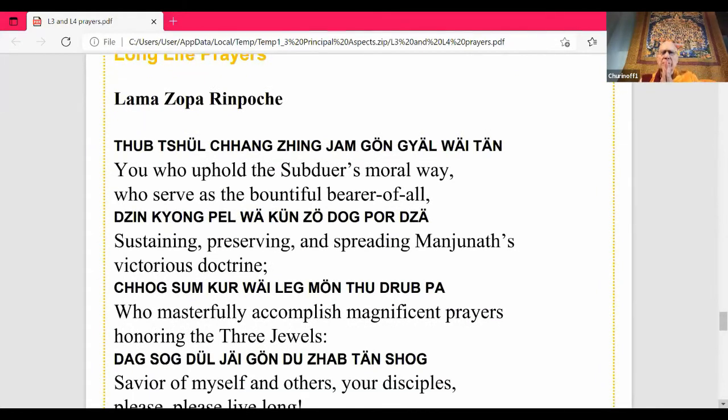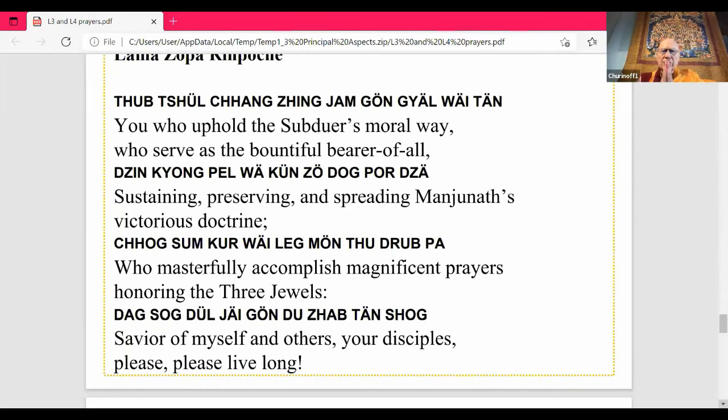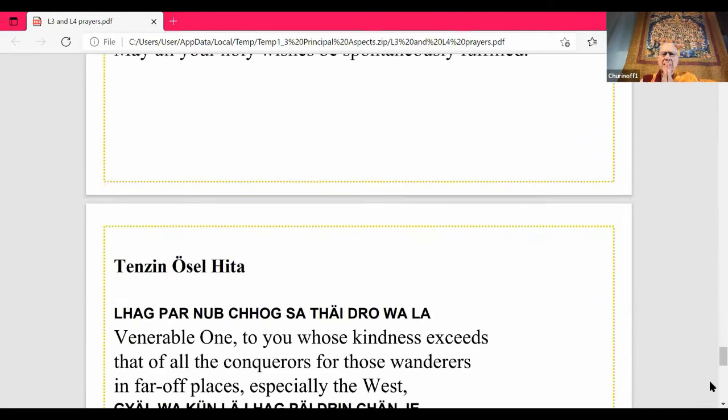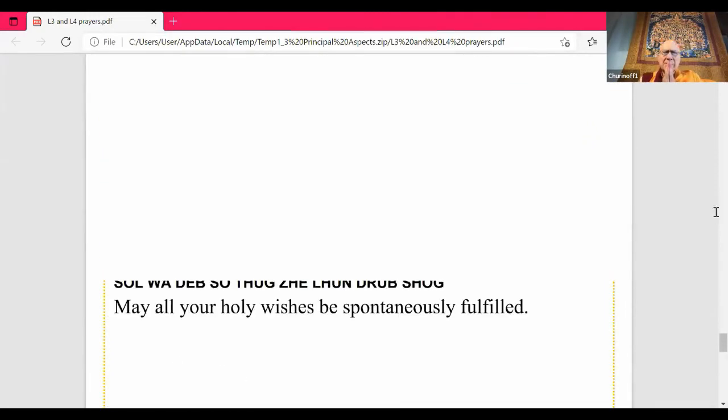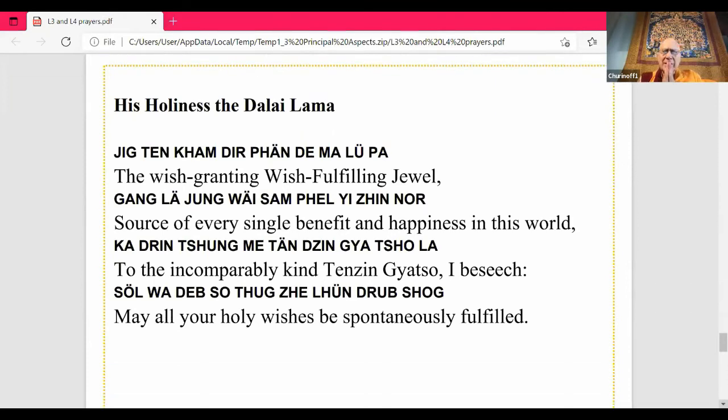You, Lama Zopa, who uphold the subduer's moral way, who serve as bountiful bearer of all, sustaining, preserving, and spreading Manjunath's victorious doctrine, you who masterfully accomplish magnificent prayers honoring the 3 jewels, you, the savior of myself and others, your disciples, please live long. Wish-granting, wish-fulfilling jewel, source of every benefit and happiness in the world, incomparably kind Gyatso, may your holy wishes be spontaneously fulfilled.